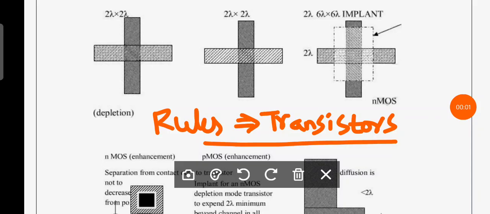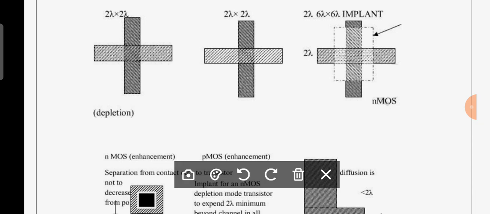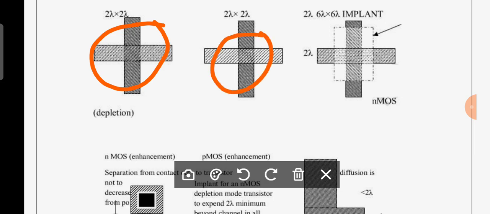Welcome back. In this class, we are going to discuss the design rules of transistors. Now, as we know, in a stick diagram, when polysilicon comes over diffusion or when diffusion comes over polysilicon, a transistor is formed. Here you can observe very clearly.